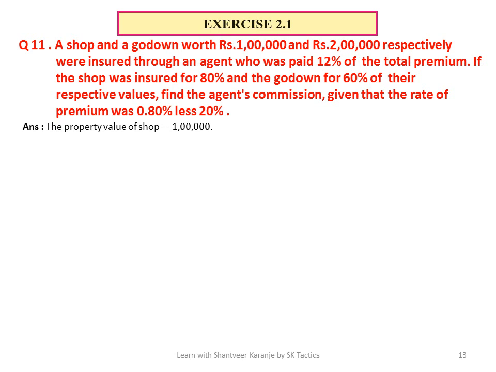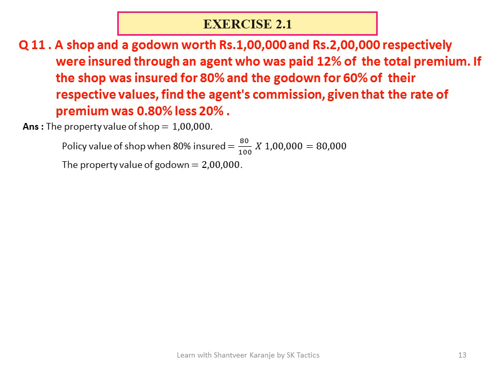Here shop has a different concept and godown has a different concept. Both have different values as well as different insurance rate percentages. So we will calculate both separately. The property value of the shop is given as 1 lakh. Policy value of the shop is 80% of the shop value, and 80% of 1 lakh is 80,000. The property value of the godown is 2 lakh, and policy value of the godown is 60% of its value, means 60% of 2 lakh is 1,20,000.